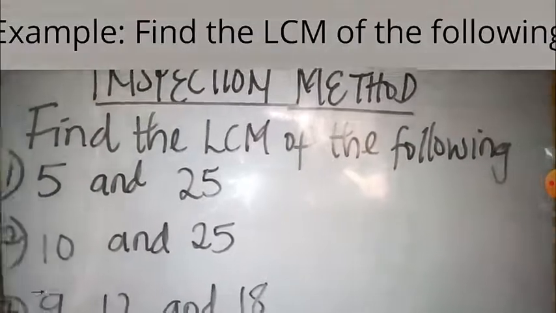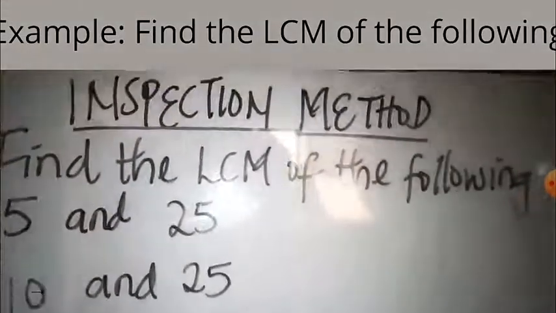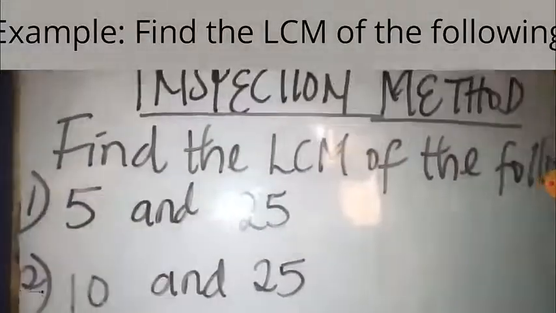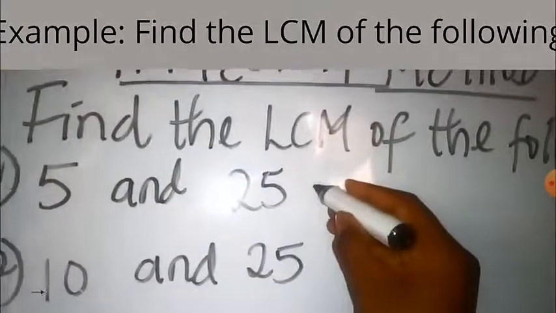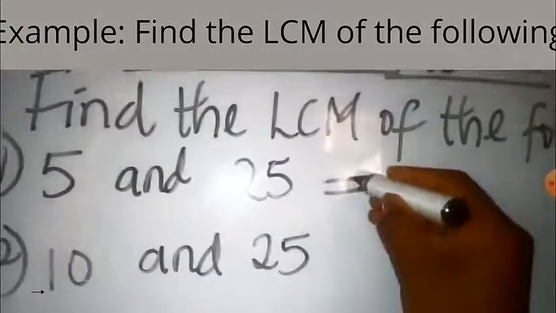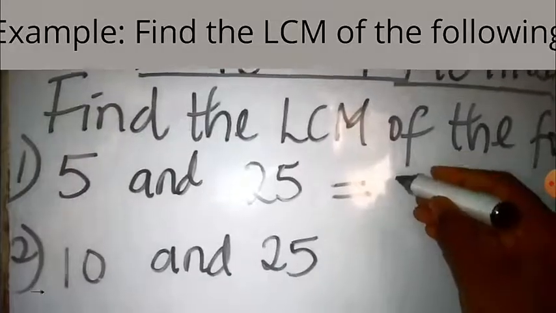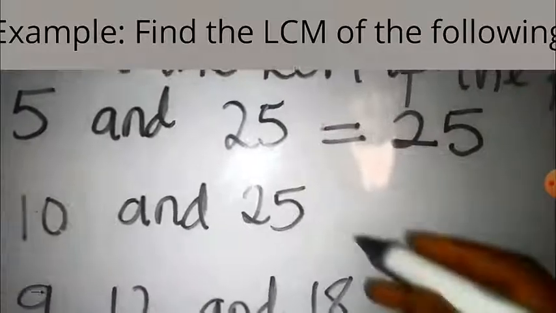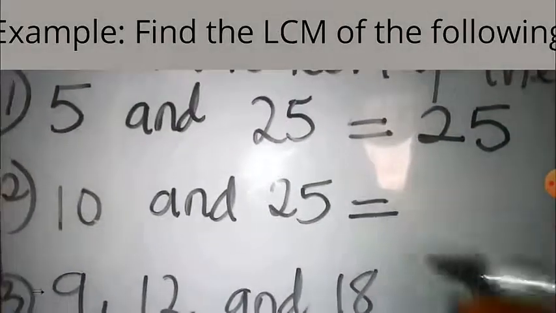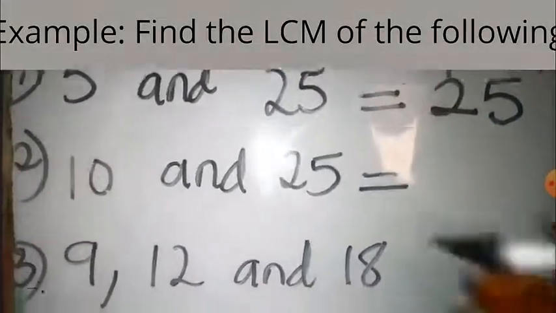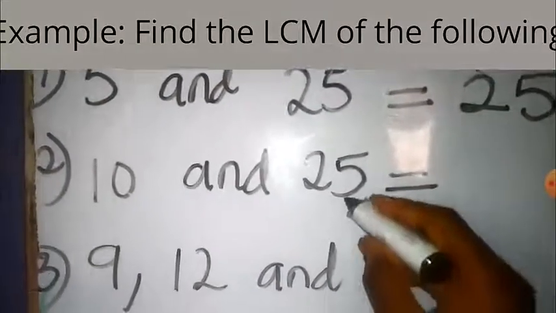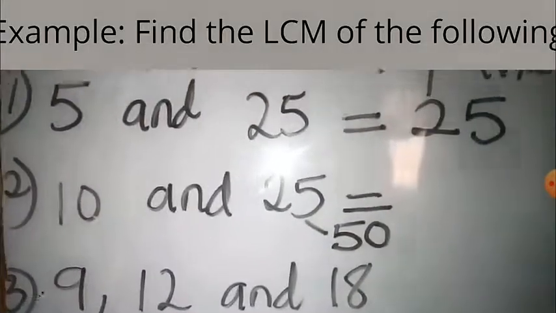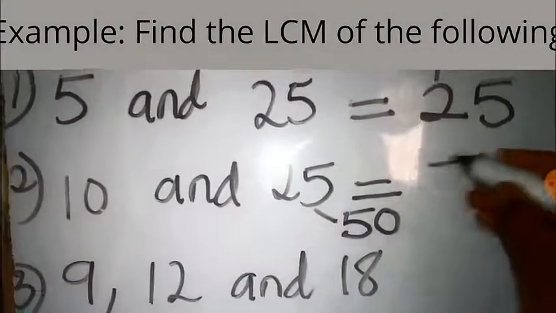Now LCM of 5 and 25. Since 5 can go into 25 without remainder, so the LCM of 5 and 25 equals 25. Now 2, we have LCM of 10 and 25. 10 cannot go into 25 without remainder. So we multiply our 25 by 2, which is 50. So since 10 can go into 50 without remainder, our LCM is 50.